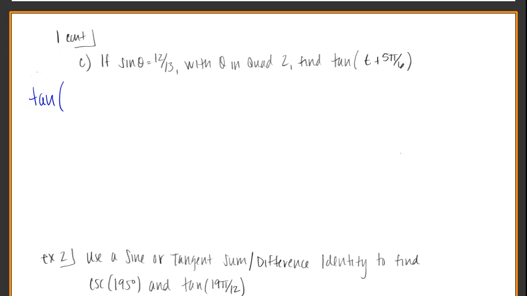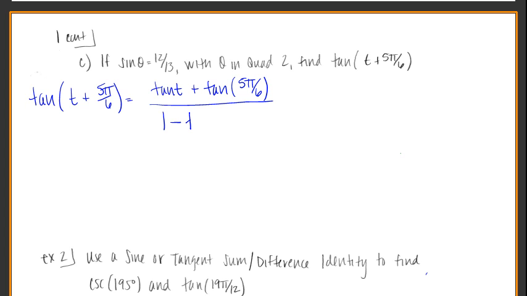In this problem, it asks us to find tangent of t plus 5 pi over 6. It's the first time we're going to do tangent expansion. And tangent says it's going to be the tangent of the first, same sign, tangent of the second, over 1 opposite minus tangent of the first times tangent of the second.